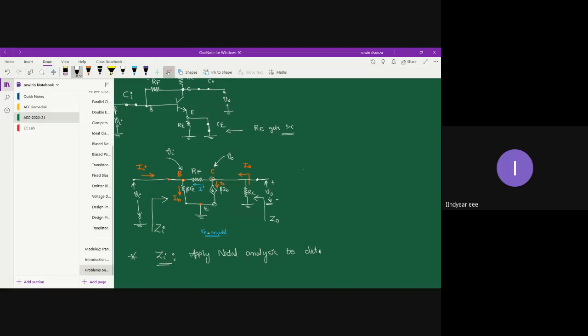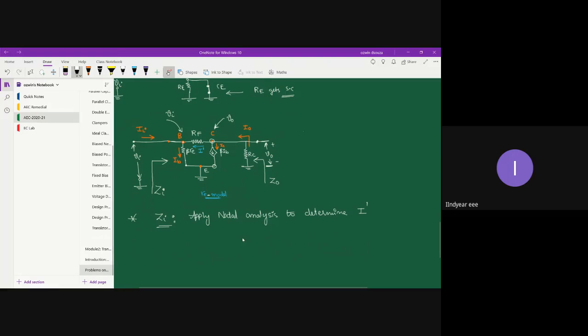to determine the current I dash, where I dash is the current which flows through the feedback resistor RF. So let's try to determine I dash and see what we get. Nodal analysis basically follows Kirchhoff's current law, right? I is equal to the difference in potential divided by the impedance. So I dash is nothing but the potential difference across RF divided by the resistance value.